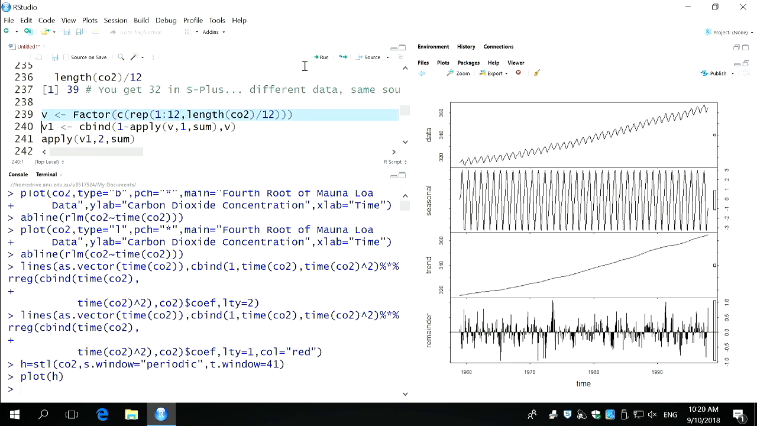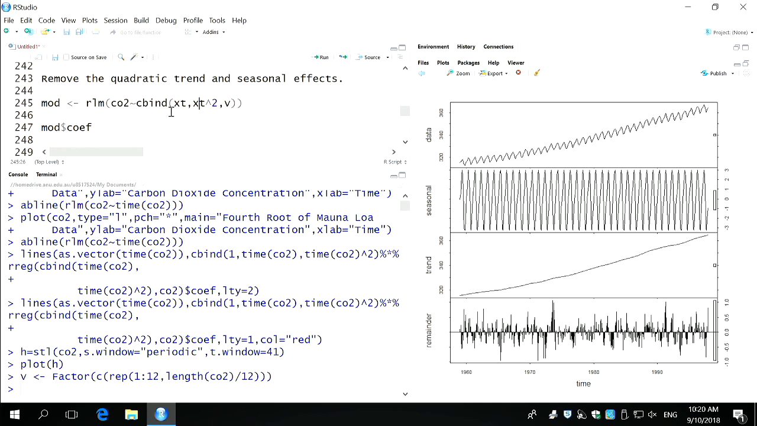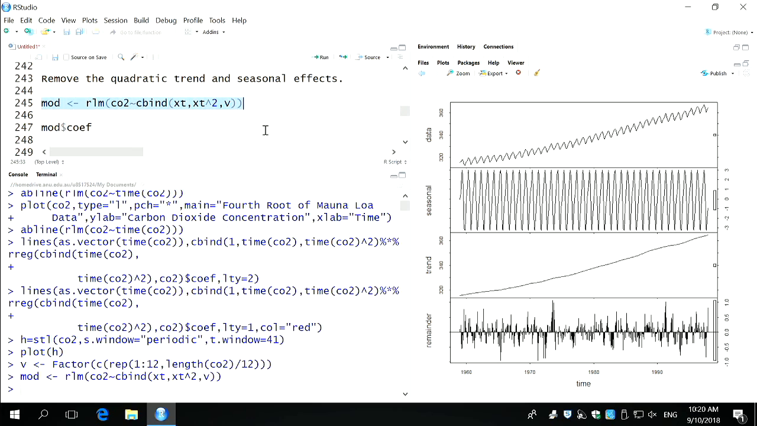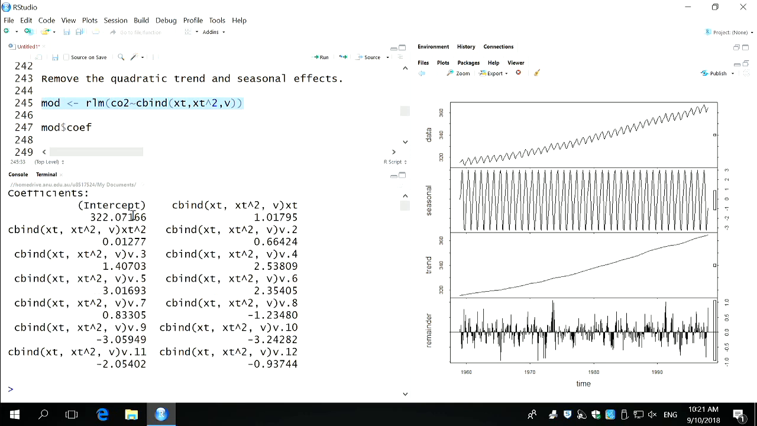Okay, so we're going to set up our seasonal factor here, okay? We're going to fit that into the model so you can see my model is a linear model that relates CO2 to time, time squared, and my factor. Okay, I'm actually going to fit that with LM. I'll tell you why in a sec, because I want to have a look at it. So there's my model. So my intercept's 322. My coefficient of time is 1.018. Coefficient of time squared 0.012.